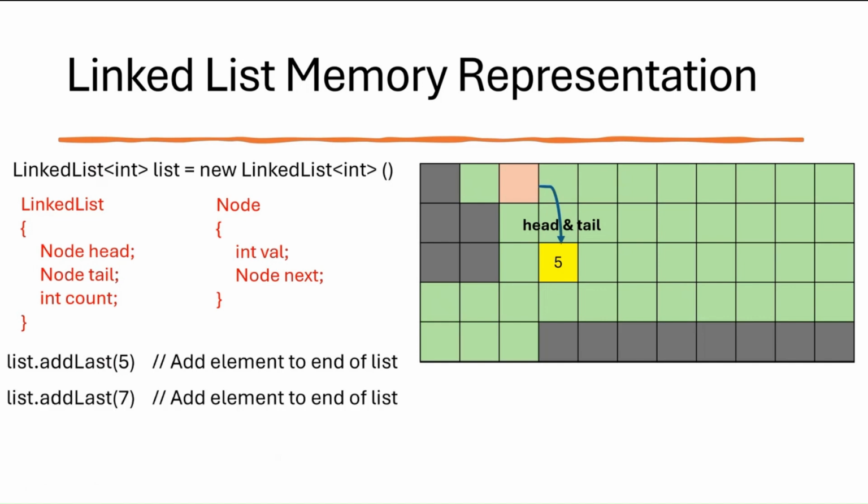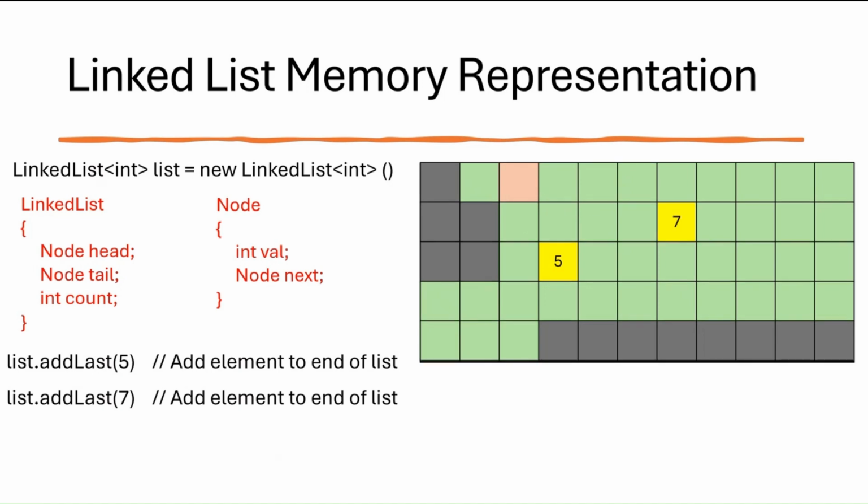Then when we add the 7 element, again you can see it is created, with memory allocated from anywhere the free memory is available. It is not contiguous like an array. So from the list, the head is 5 now, the next of 5 is the 7 node, and the linked list tail is at 7.